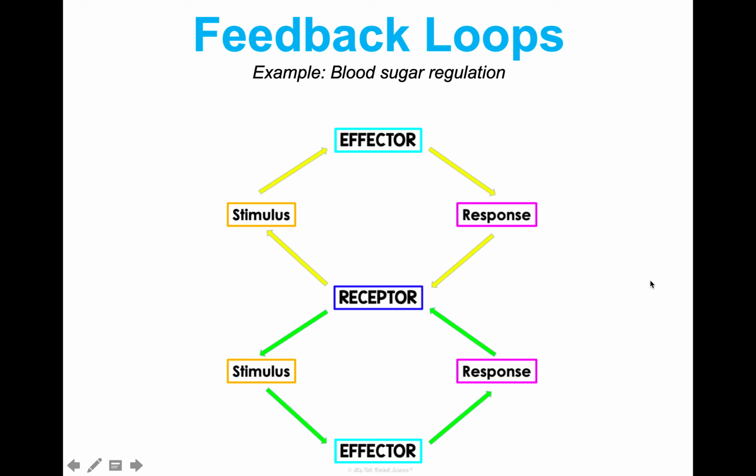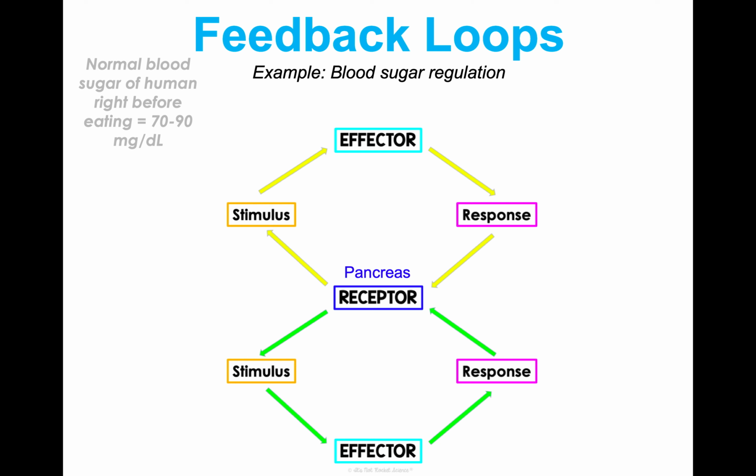One last example is blood sugar regulation. So your blood sugar, the norm for blood sugar is different depending on when we're talking about. Are we talking about right before you eat, right after you eat, while you're sleeping, that kind of thing. So for the sake of this example, we're going to talk about the blood sugar of a human right before they eat, which is usually somewhere around 70 to 90 milligrams per deciliter. So what is our receptor organ? It's your pancreas. The pancreas will receive the signal, that stimulus of too high or too low.